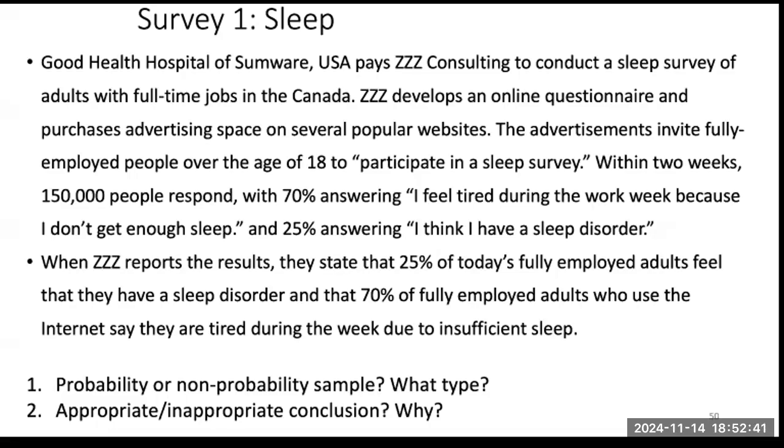Within 2 weeks, 150,000 people respond, with 70% answering, I feel tired during the week because I don't get enough sleep, and 25% answering, I think I have a sleep disorder. When Triple Z reports the results, they state that 25% of today's fully employed adults feel that they have a sleep disorder, and 70% of fully employed adults who use the internet say they are tired during the week due to insufficient sleep. Is this a probability or non-probability sample? And specify what type. So that was the other part to the surveys, the different sampling methods. Is it probability or non-probability? Do you remember what probability or non-probability is?